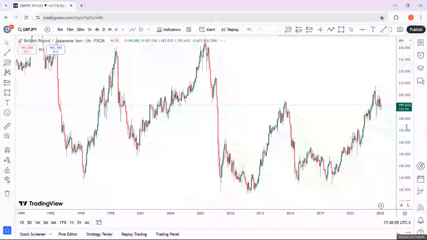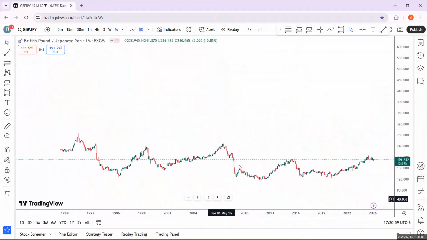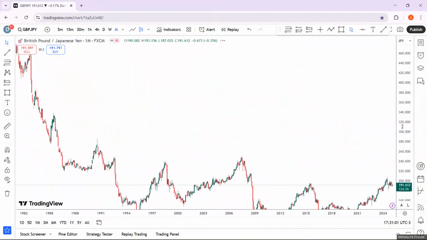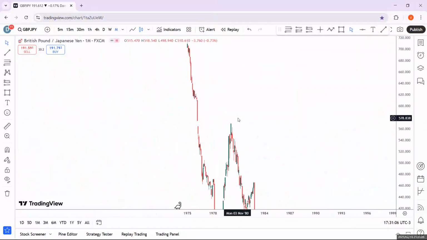Okay, like we said, we operate using what? A multi-time frame top-down analysis. So what do you do? You go onto the monthly time frame, and what do you do? You read all of the structures on the monthly time frame.